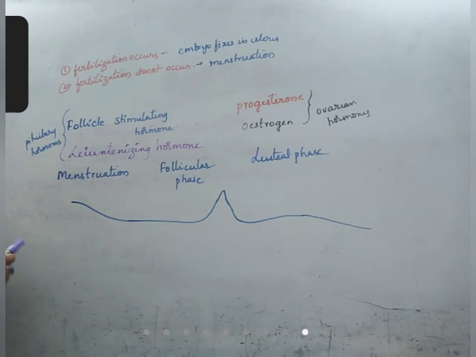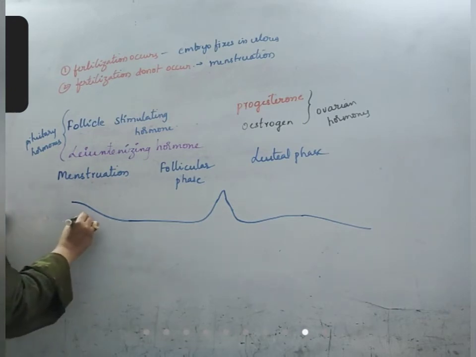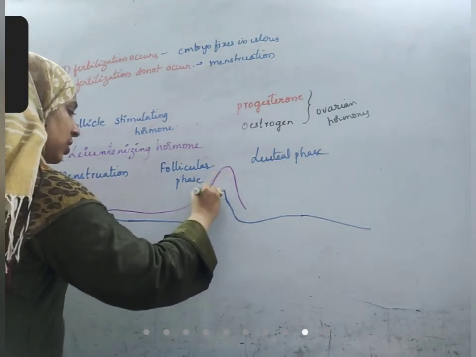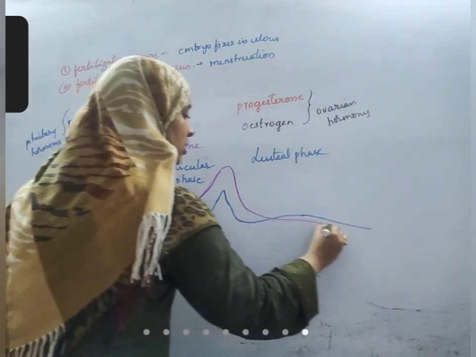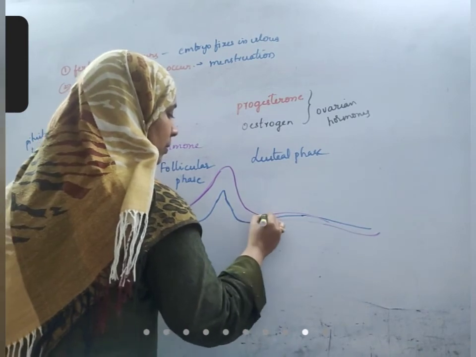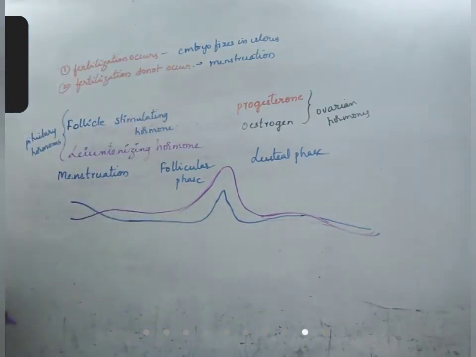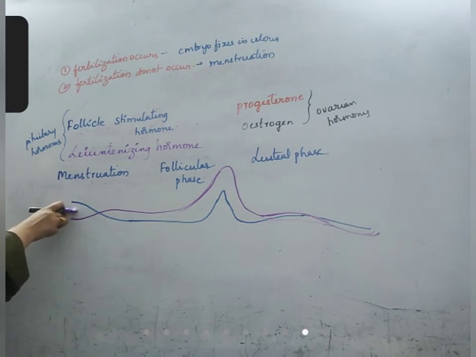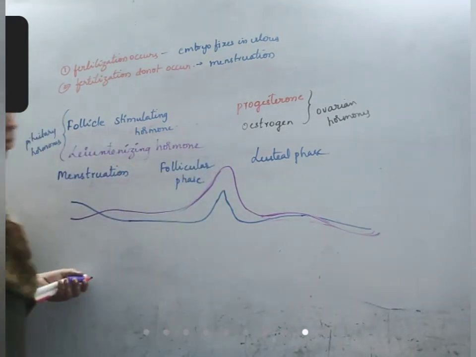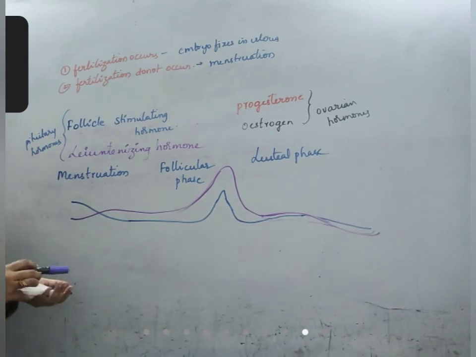And next, luteinizing hormone is less during menstruation. It increases, peaks at the end of the follicular stage, and after that it reaches below the level of follicle stimulating hormone. That means follicle stimulating hormone is at peak level at menstruation. Remaining all the time it is produced less than luteinizing hormone. And at the end of the follicular stage, both hormones are produced more. These are the changes of pituitary hormones.